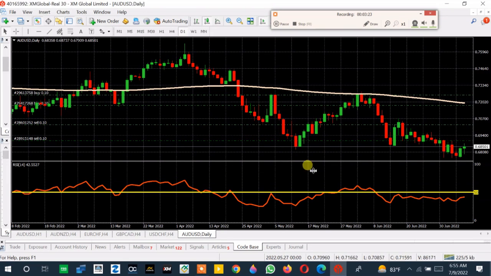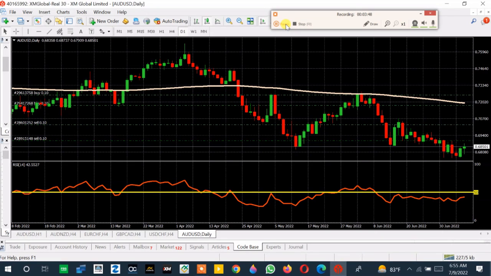Okay, this is the RSI indicator, and the yellow line is 50. When the RSI line is above the 50, that means buy pressure, and when the RSI line goes below the 50, that means selling pressure.